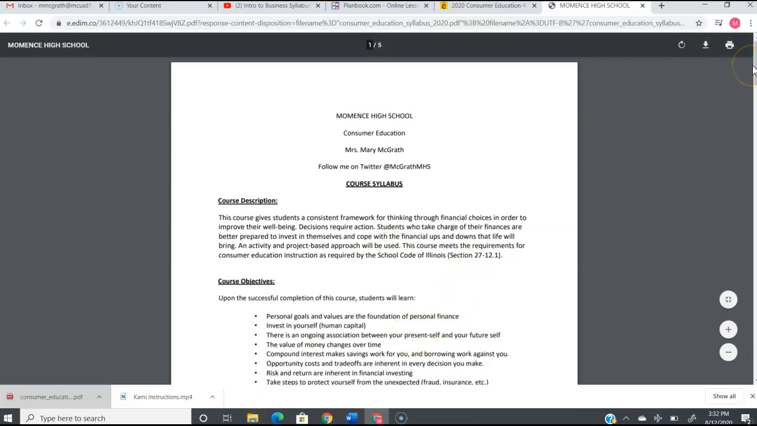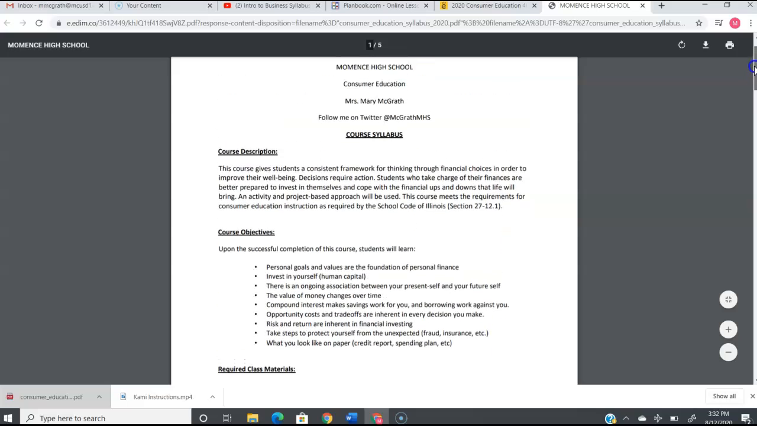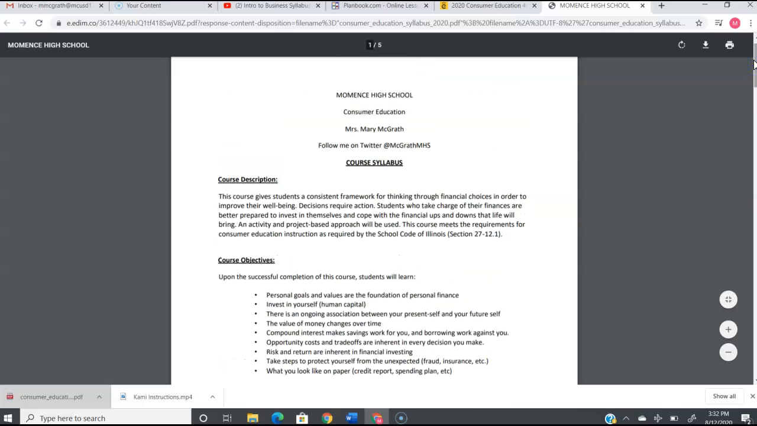Okay, so this is the syllabus for consumer education. This class is a required class for graduation. It gives students a consistent framework for thinking through financial choices in order to improve their well-being. Decisions require action. Students who take charge of their finances are being prepared to invest in themselves and cope with the financial ups and downs that life will bring. An activity and project-based approach will be used, and this course meets the requirements for consumer education instruction as required by the School Code of Illinois.